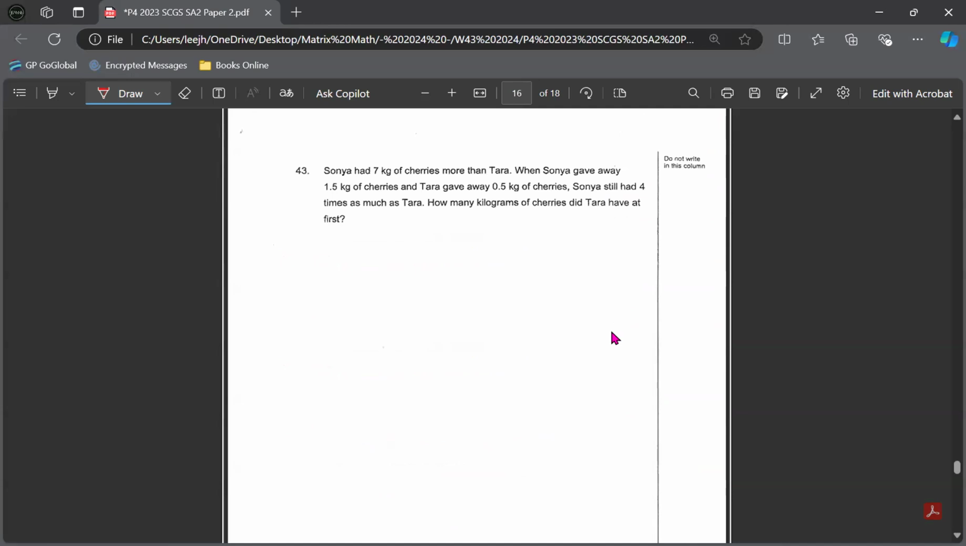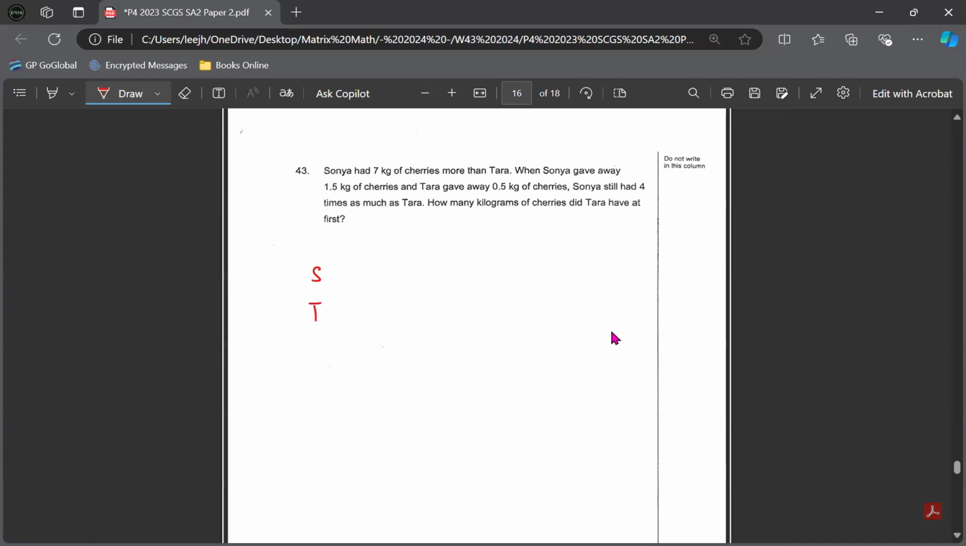Okay. Question 43. Sonia had 7 kg of cherries more than Tara. When Sonia gave away 1.5 kg of cherries and Tara gave away 0.5 kg, Sonia still had 4 times as much as Tara. How many kilograms of cherries did Tara have at first? We draw our model. Change is given so we can record in one model itself.